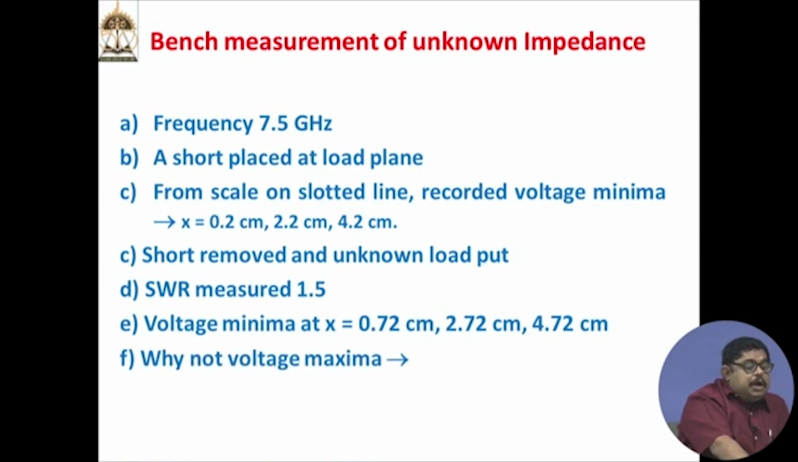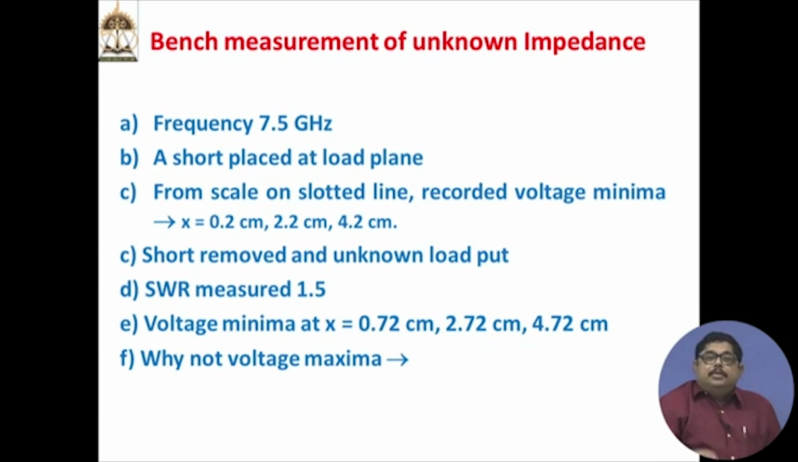Now here one question: why did we measure the minima, we could have measured the maxima also, both of them repeat after lambda g by 2. But you have seen that near the maxima, if you take the derivative of the curve, which is the sensitivity, it is 0, because near that point the slope is 0.